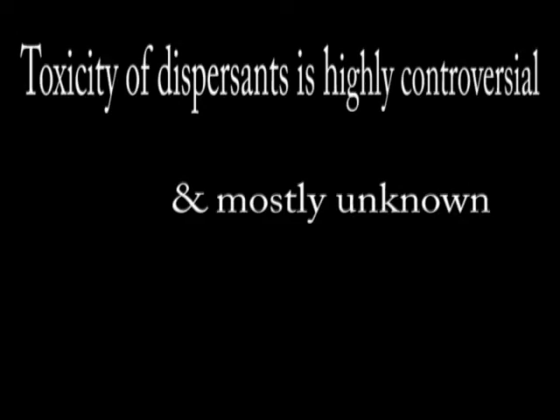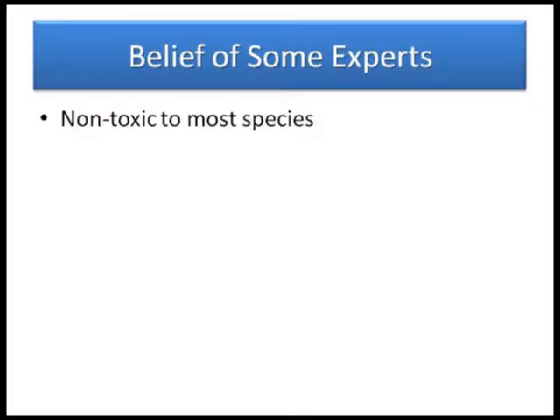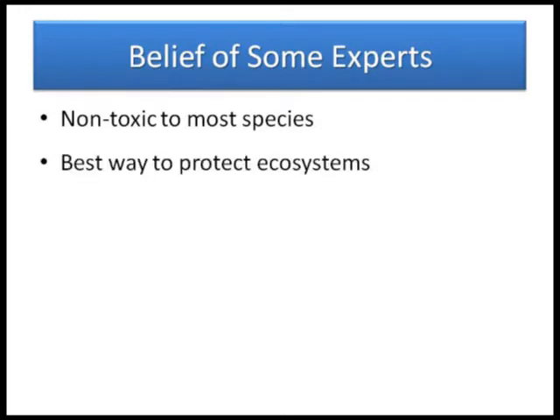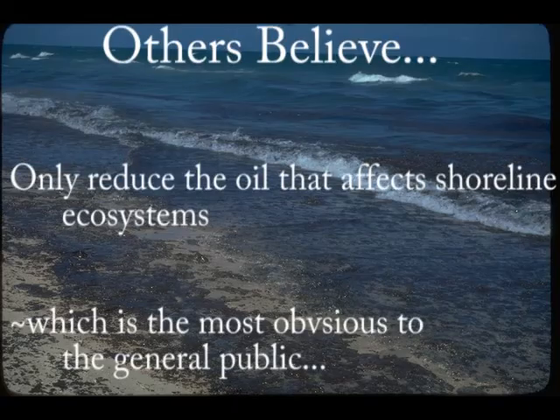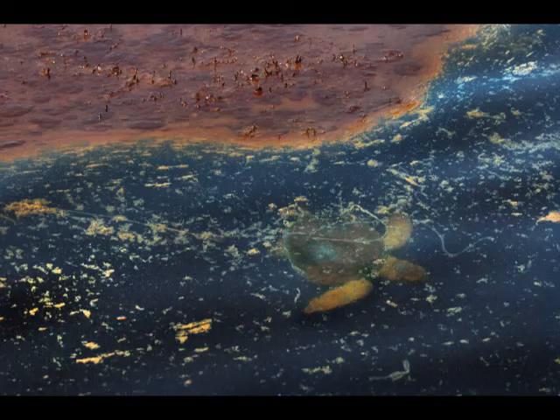First off, it has been stated by many that dispersants are non-toxic to most species, and that dispersing the oil will have a more positive effect on ecosystems. Some believe dispersants cover up the obvious effects of a spill by reducing the amount of oil that gets to the shore, but leads to further problems of the ecosystems out at sea that encounter the dispersed oil.